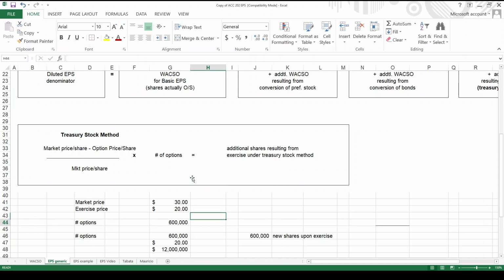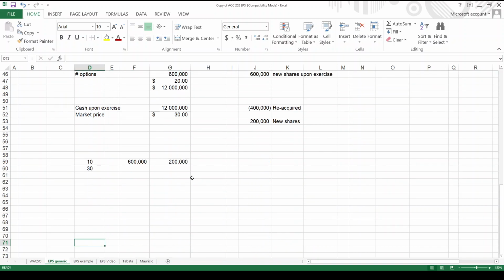Okay, so what is this? Take the market price and subtract the option price, that gets you $10. Divide by your market price and multiply times the number of options. Well, you can see this is 1/3, right? So what's 1/3 of 600,000? 200,000. So we can get to this number without going through all of those wacky calculations very quickly. Just take the options, make this fraction, and multiply.